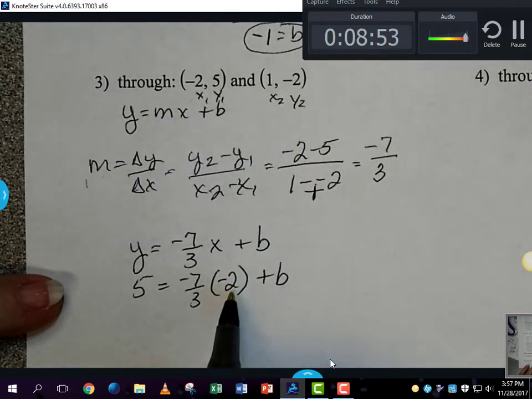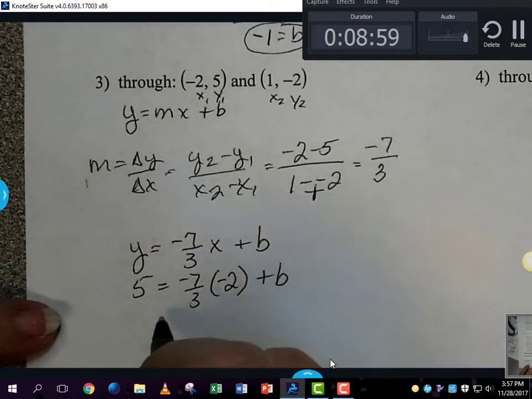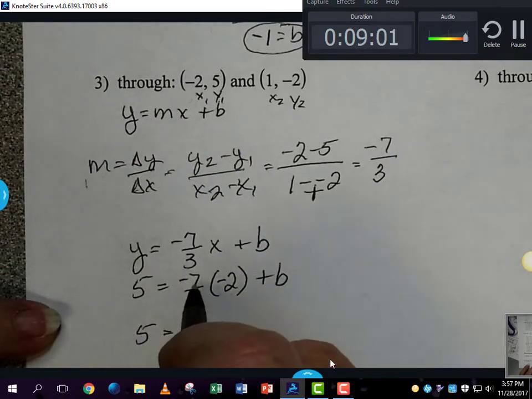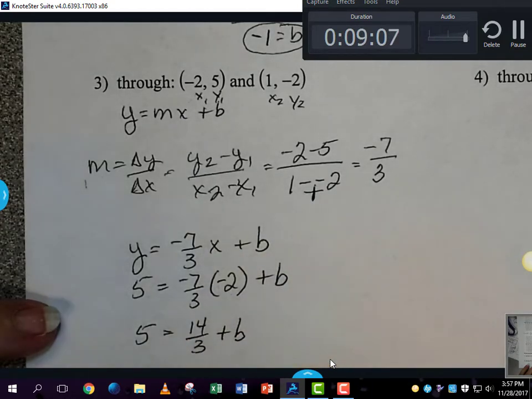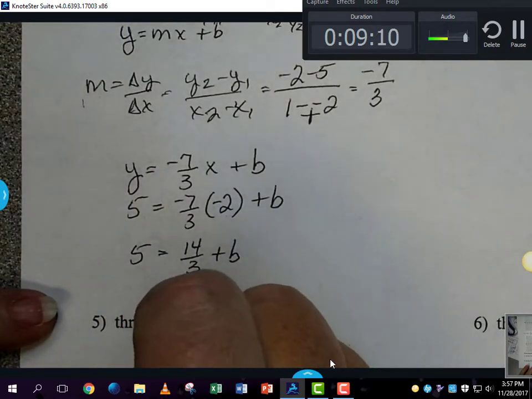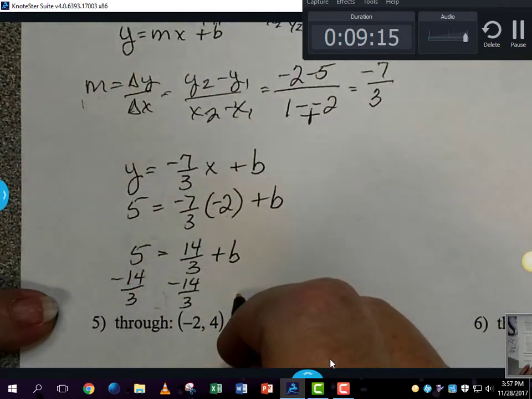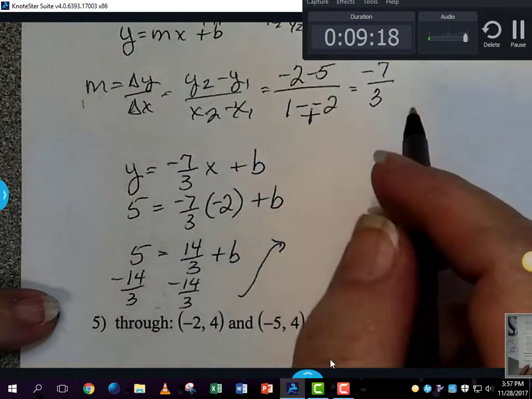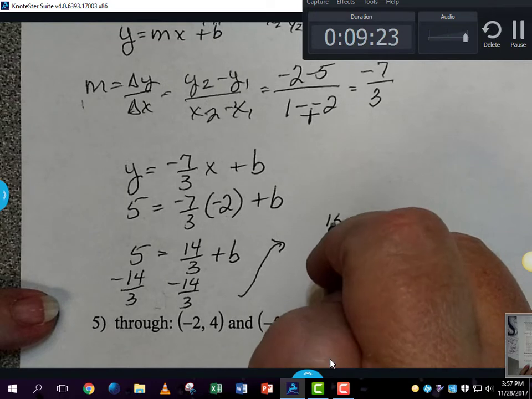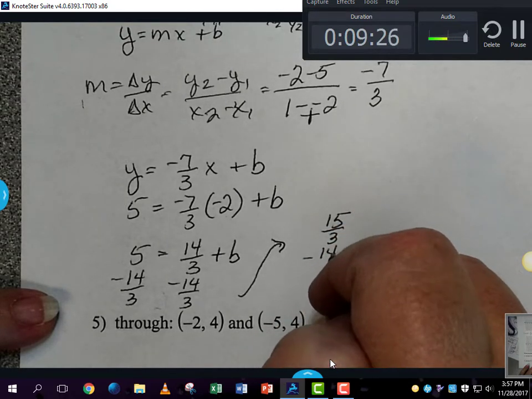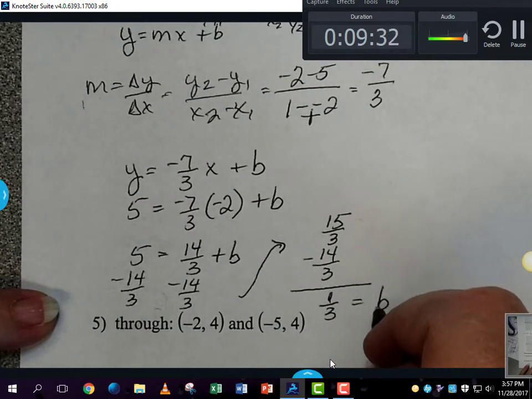And since negative 2 comma 5 is the solution, I can use that to figure out what b is. So this is going to give me 5 equals negative 7 times negative 2 is positive 14/3 plus b. I'm going to subtract 14/3 from both sides. 5 rewritten as a fraction with the denominator of 3 is going to be 15/3 minus 14/3. That's going to give me 1/3. That is what b equals, 1/3.